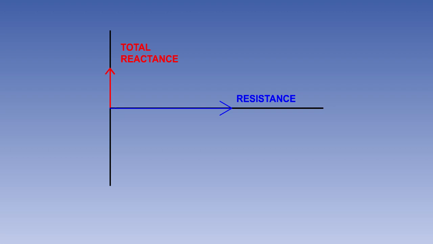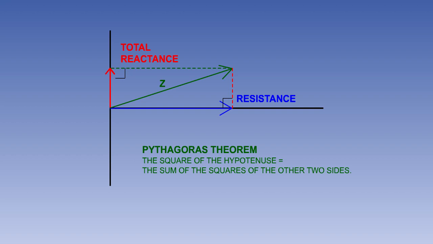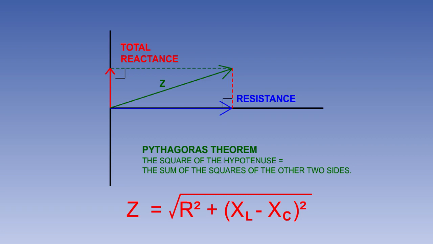The current flow in a resistive circuit is in phase with the voltage, so resistance is out of phase with the total reactance by 90 degrees. Impedance is the vector sum of resistance and total reactance. Because the resistance is 90 degrees out of phase with the total reactance, we can use Pythagoras' theorem to calculate the impedance. The formula for calculating impedance is being displayed on the screen.